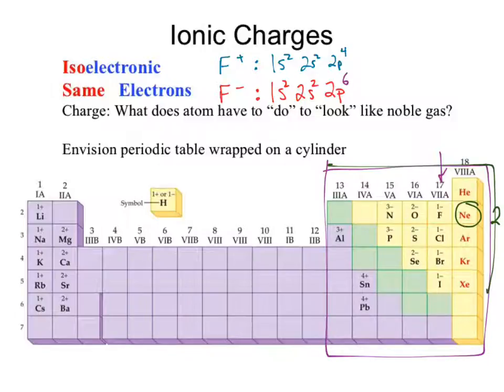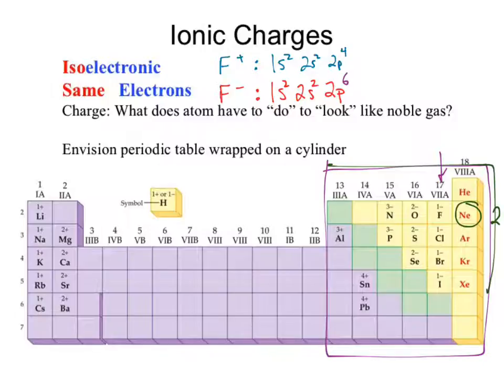What does oxygen do? It gains 2 electrons. Right? It tells us that right there. Okay? How could we predict it? What is oxygen trying to do? Look like neon. Oxygen has 8 outermost electrons. To look like neon, it needs 10. So what do we have to do?